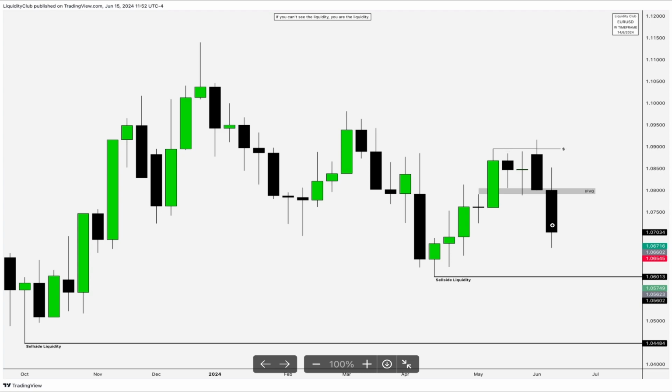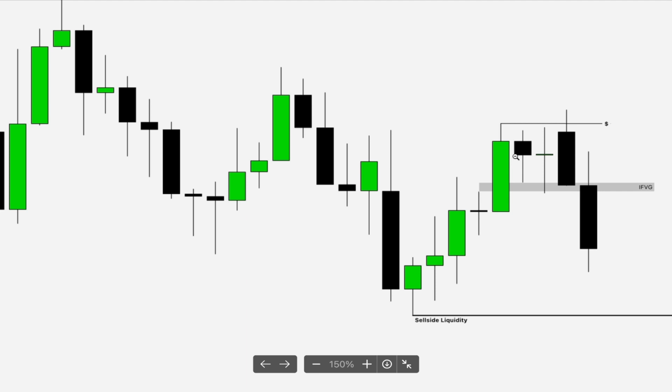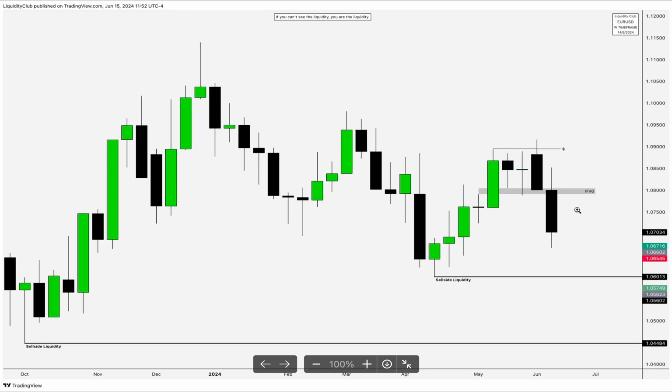For the DXY, we're looking for higher prices, which means for Euro USD and Pound USD, we're looking for lower prices. So price can retrace to the inverted fair value gap, which is this candle's high, this candle's low. We have a fair value gap. After we close below it, it's considered an inversion fair value gap or an inversion PD array. Price can retrace to the inversion fair value gap and just trade down lower towards the liquidity.